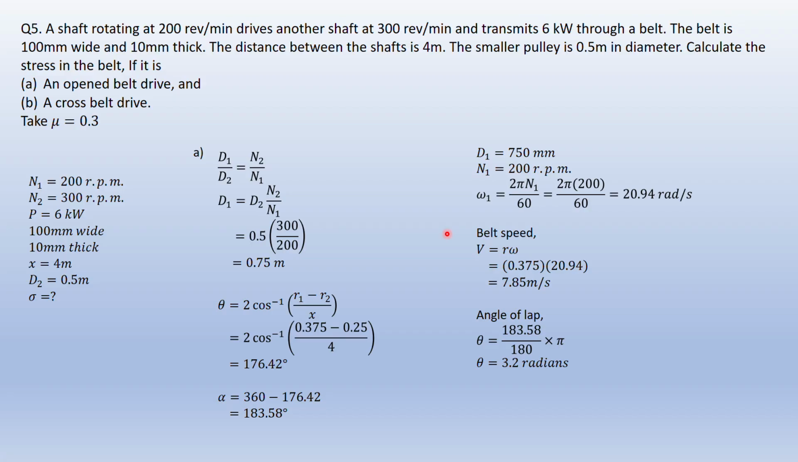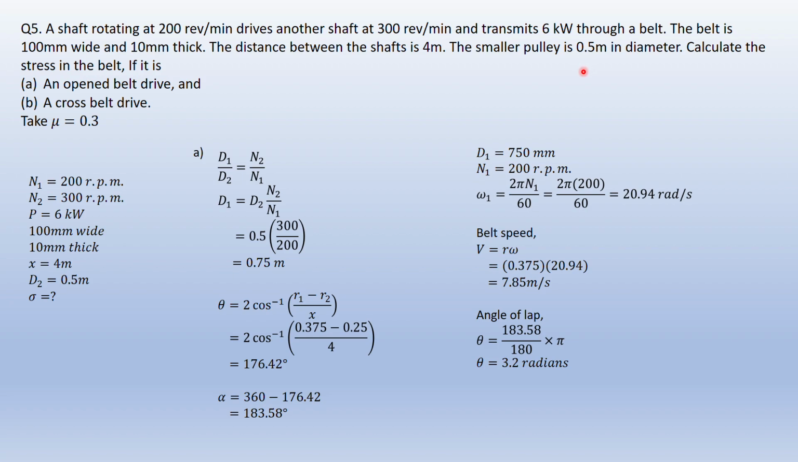Now, question 5 here. By finishing this, I wish that you can really start doing your work on belt and pulleys. Now, a shaft rotating at 200 RPM drives another shaft at 300 RPM. Again, two speeds and one power transmitted, 6 kilowatt, through the belt. The belt is 100 mm wide and 10 mm thick, so the cross-sectional area is given. Now the distance between the shafts is 4 meters. The smaller pulley is 0.5 meter in diameter. Calculate the stress in the belt.